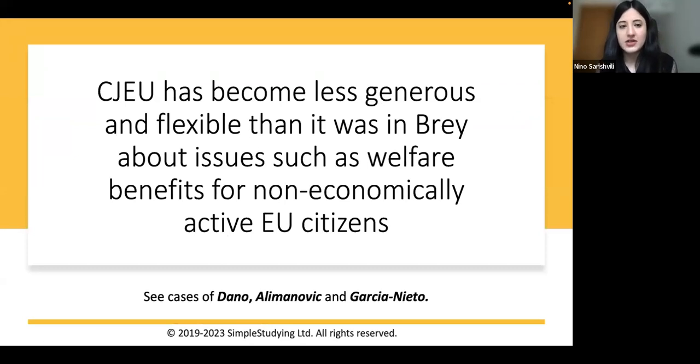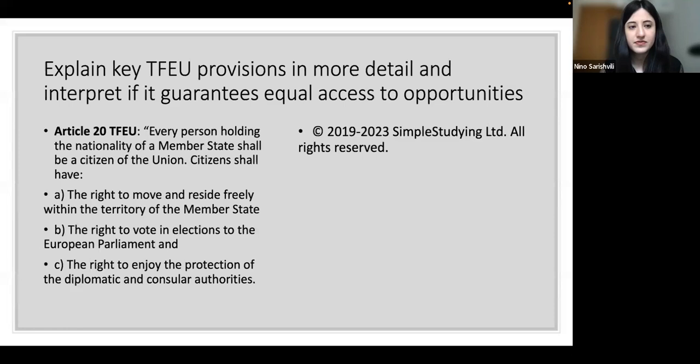You should have a look at the cases of Rey, Dano, Alimanovic, and García-Nieto, where the CJEU has become less generous and flexible than it was in Brey, about issues such as welfare benefits for non-economically active EU citizens. You should explain the key TFEU provisions in more detail and interpret if it guarantees equal access to opportunities.